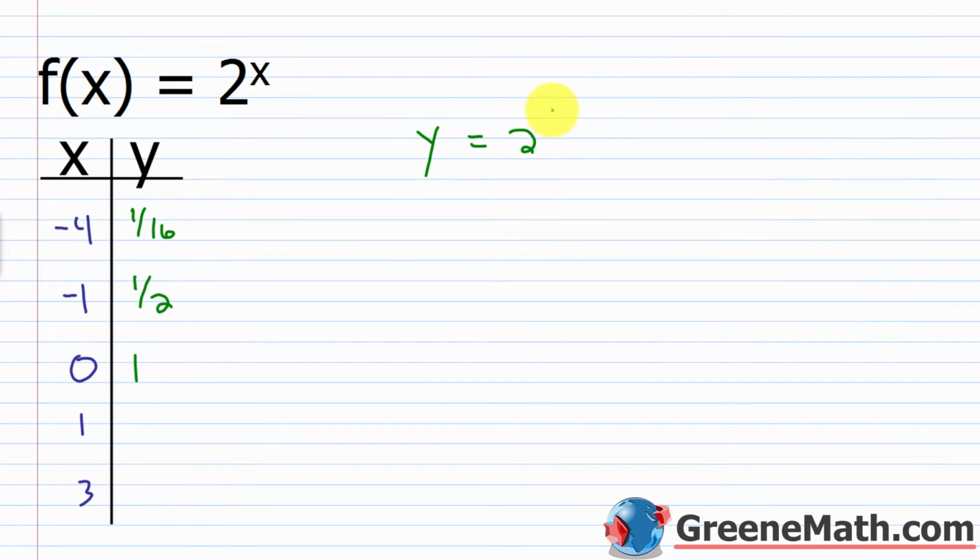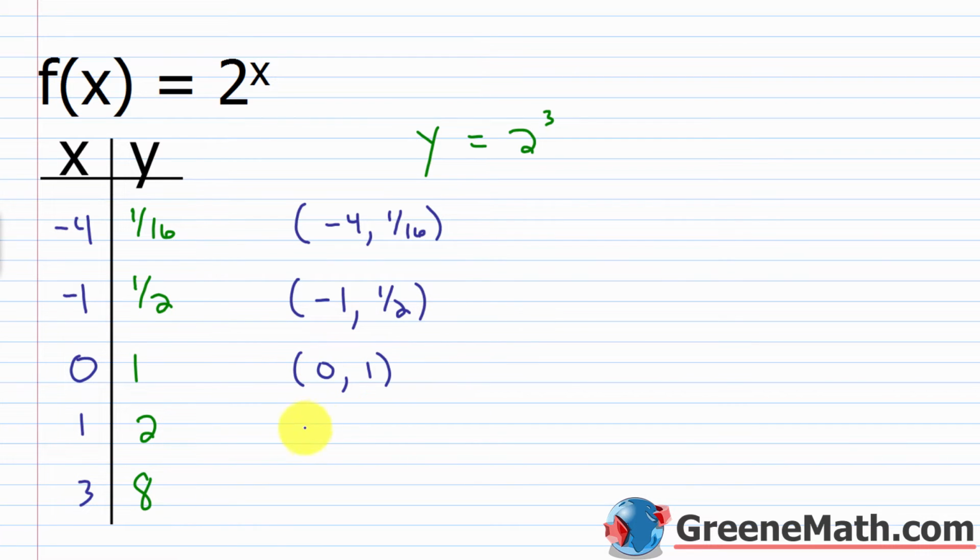So the first one would be 1. That's easy. 2 to the 1st power is just 2. And then the next one, if we raise this to the 3rd power, or we cubed it, 2 cubed would be 8. All right, so our ordered pairs here, we know we'd have -4, 1/16. We know we'd have -1, 1/2. We know we'd have 0, 1. And we know we'd have 1, 2. And we know we'd have 3, 8.